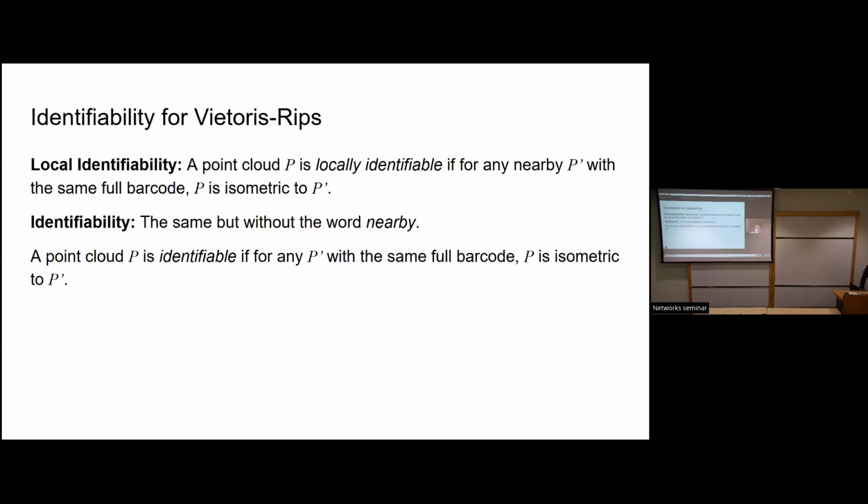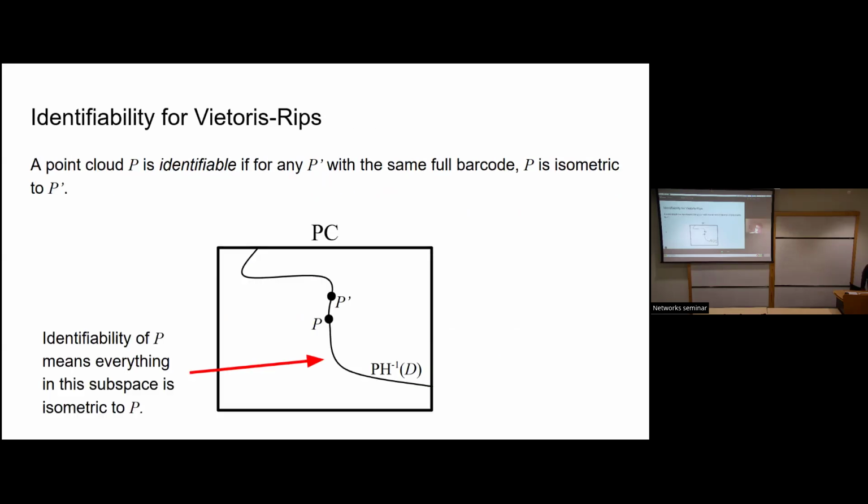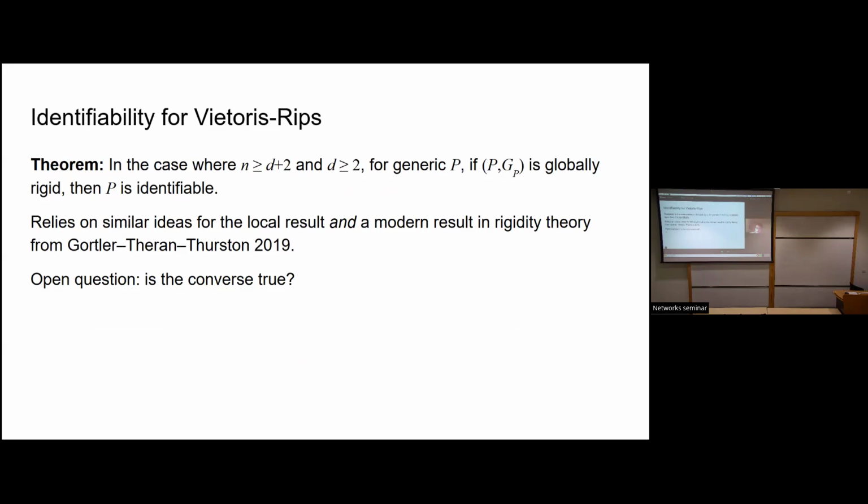I had a question about the global rigidity implying identifiability in the Vietoris-Rips case. Are there some natural relaxations of global rigidity that give us something useful in terms of identifiability as well? What if you're happy with approximate? I don't know what this would mean. I know nothing about rigidity theory, but is there some notion of approximately globally rigid that would also mean something in terms of the barcode?